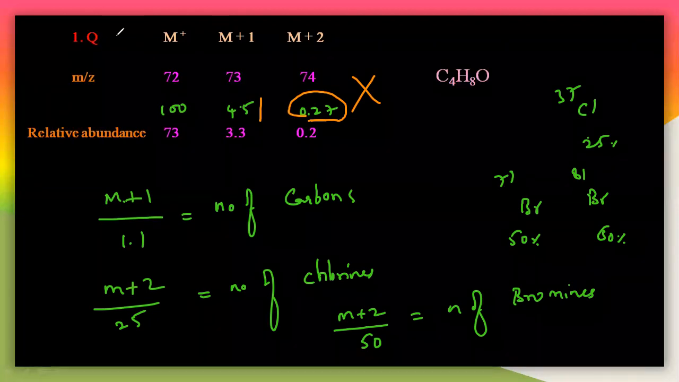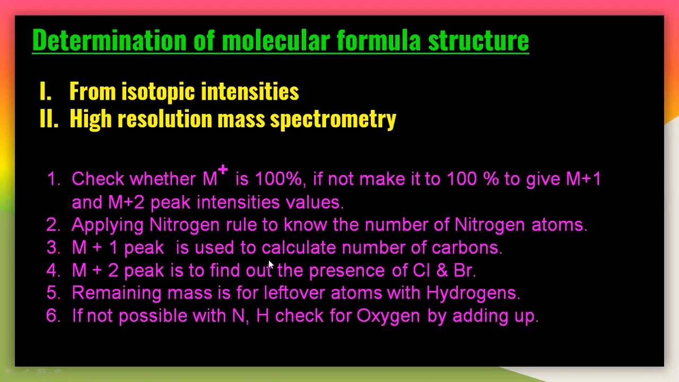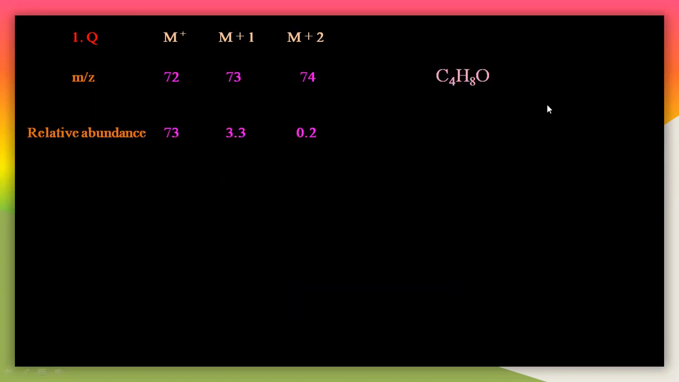Now let us see the other rules. The next rule: M+1 is used to find the number of carbons, M+2 is used to find the presence of chlorine and bromine, and the remaining mass is for the leftover atoms, with hydrogen. If it is not possible with nitrogen and hydrogen, check for oxygen by adding up. Let us see one example so that you can easily understand this. We have to finally identify the molecular formula and the structure, which can be easily identified by using the double bond equivalence rule also.